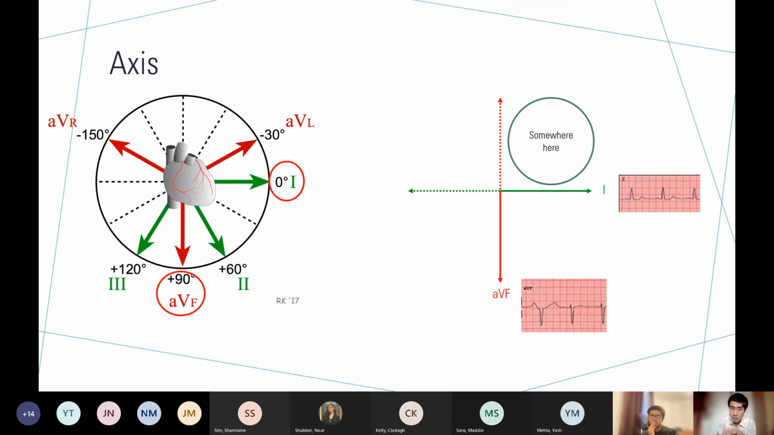The final finessing point is that you'll remember that the normal axis is annoyingly not 0 to 90, it's -30 to 90, because we can allow a bit of a leeway. And the trick for that is our perpendicular rule.